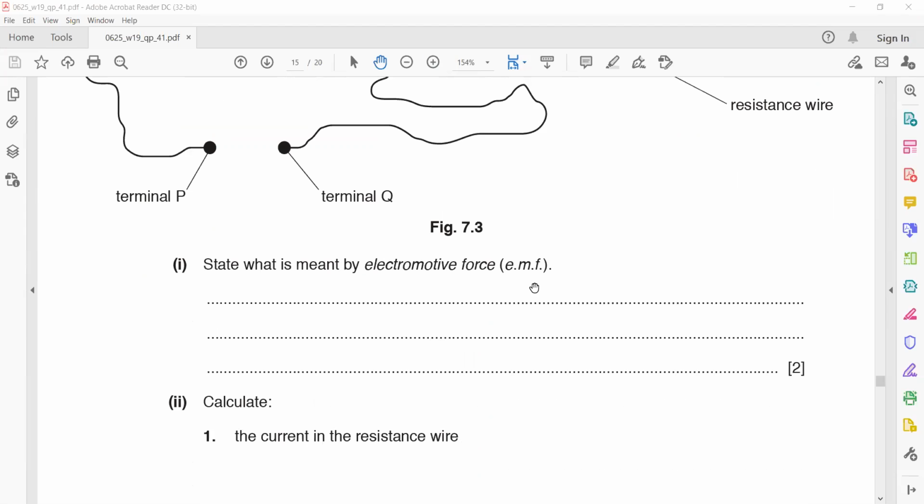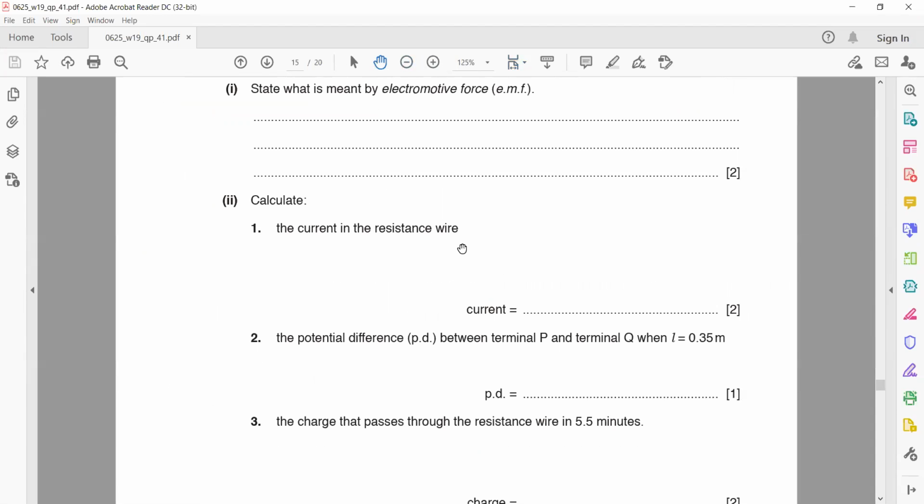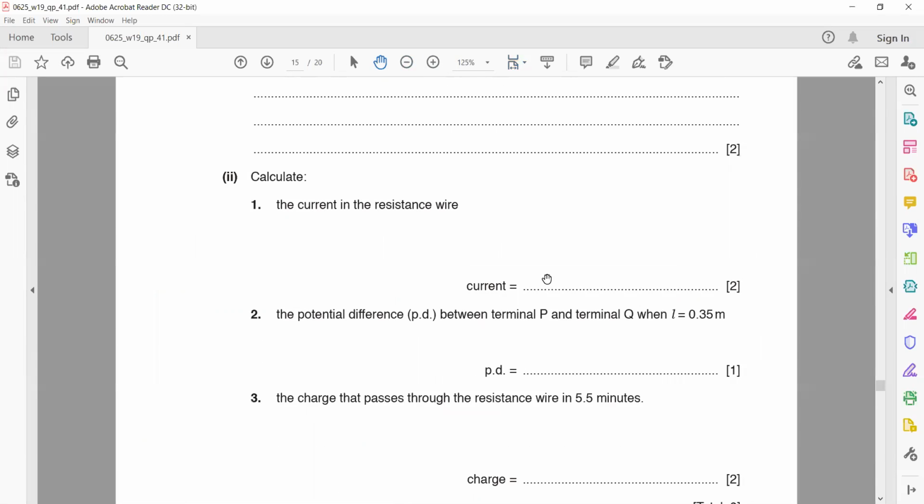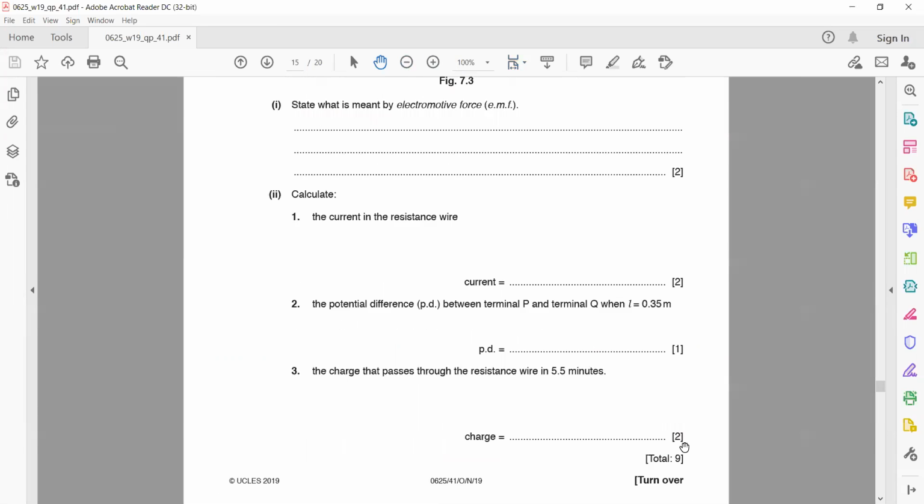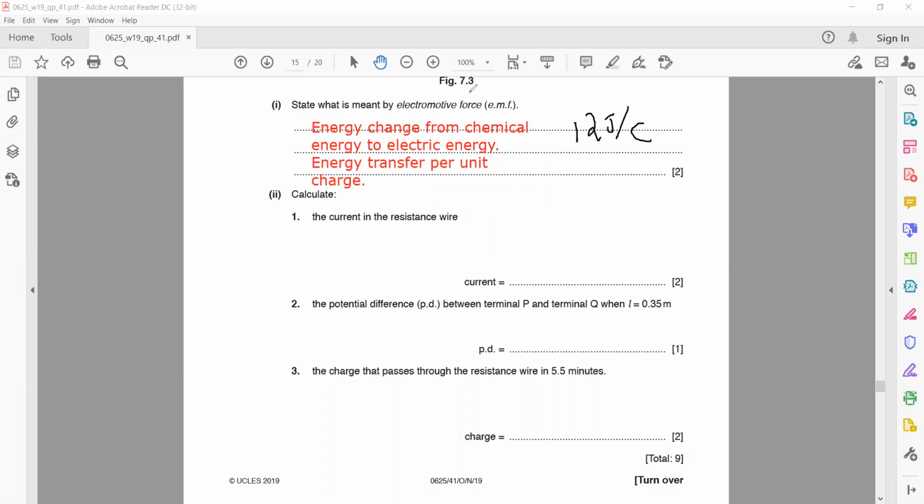State what is meant by the term electromotive force. The term EMF, or electromotive force, means the work done on unit charge when chemical energy changes to electrical energy. So that's the standard definition for electromotive force. And EMF 12 volt means that 12 joules is transferred to 1 coulomb of charge so that it can move in the circuit. The current in the resistance wire.